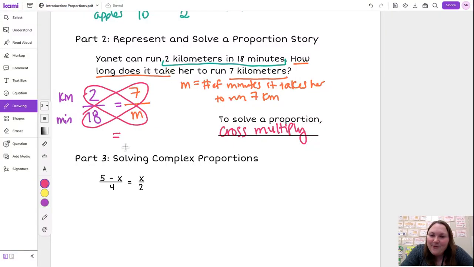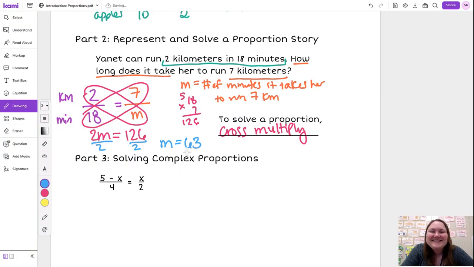It does not matter the order, so I'll do 2 times m first, that's 2m, and then 18 times 7, how fun. 18 times 7 is 126. So I get 126 there. After you cross multiply, now we have a really easy equation we can solve. I can finish by dividing both sides by 2, and that gives me my answer, m equals 63, and it must take her 63 minutes to run 7 kilometers.